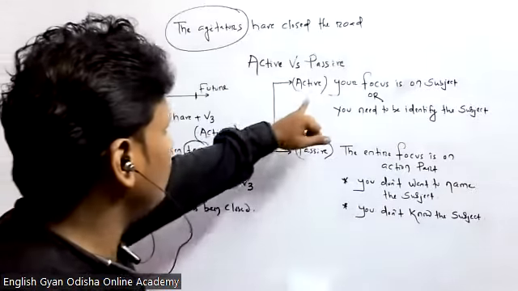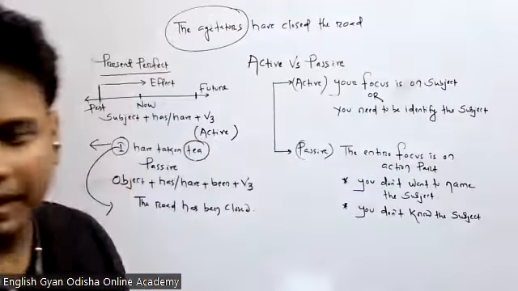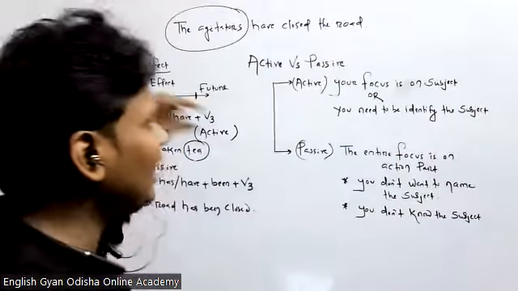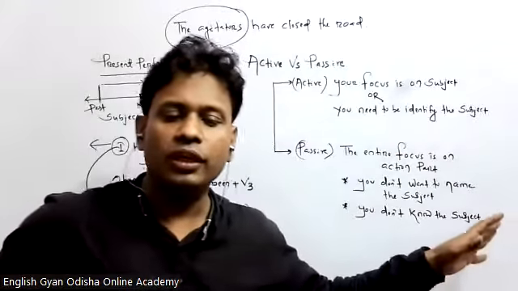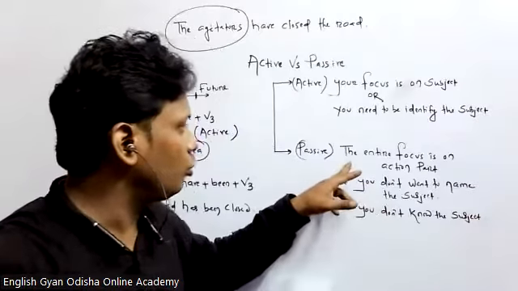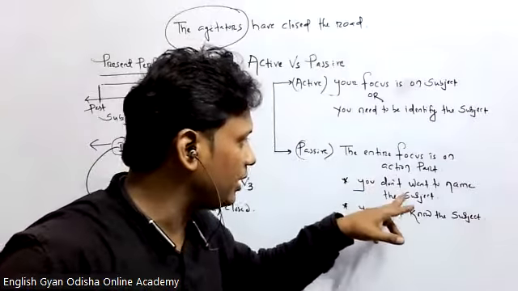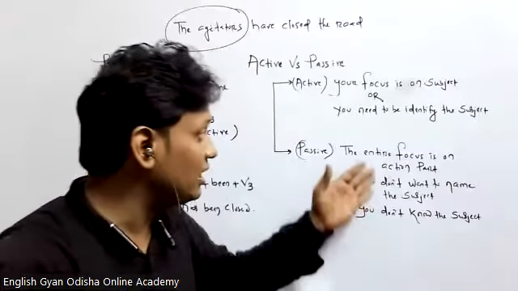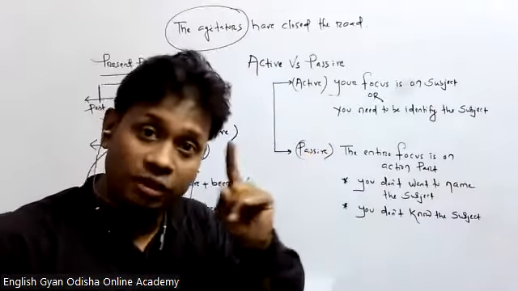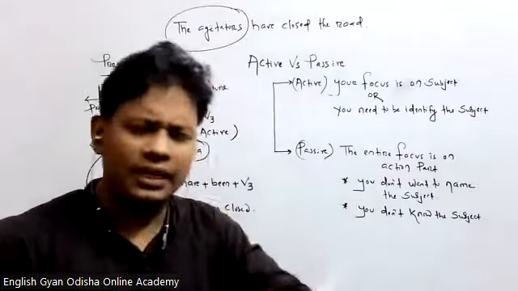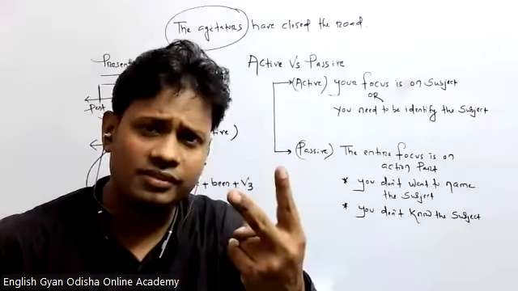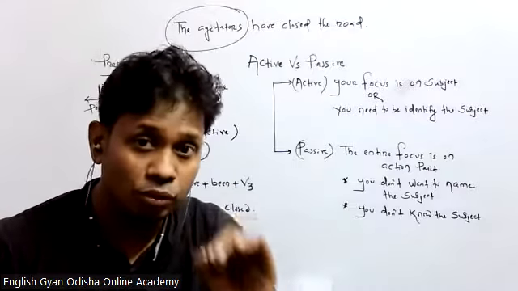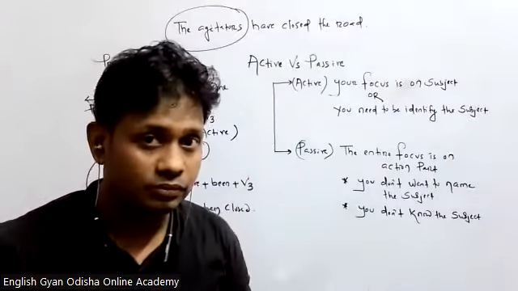So what is more important is that your focus is on the subject part. Whenever your focus is on the subject part, then you can identify that person. If you don't want to focus on that particular subject, or you don't want to name that person, you can easily go for passive. So, either passive or active, time and again I am telling one thing: focus on passive if it is required, if you don't want to name the subject, that's all.